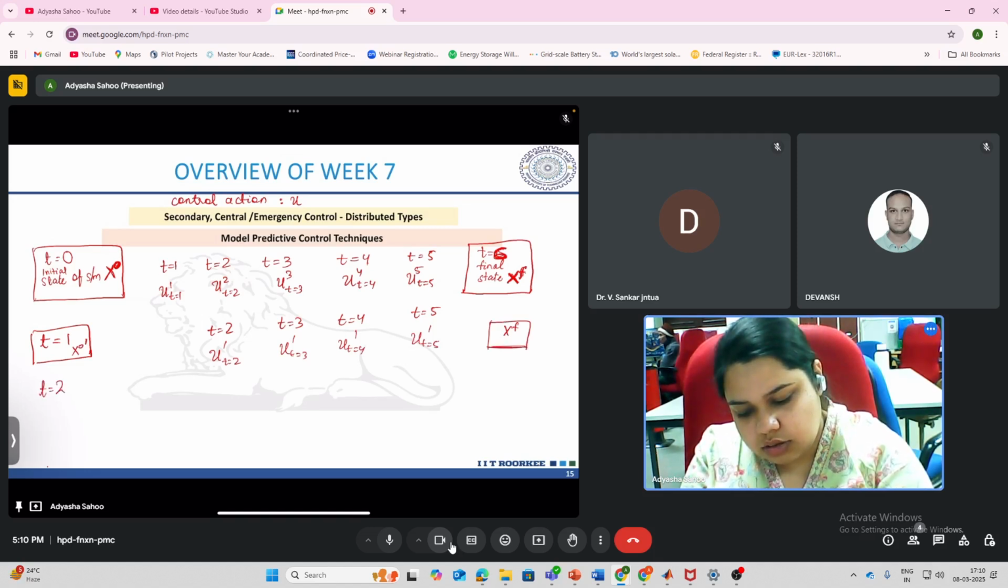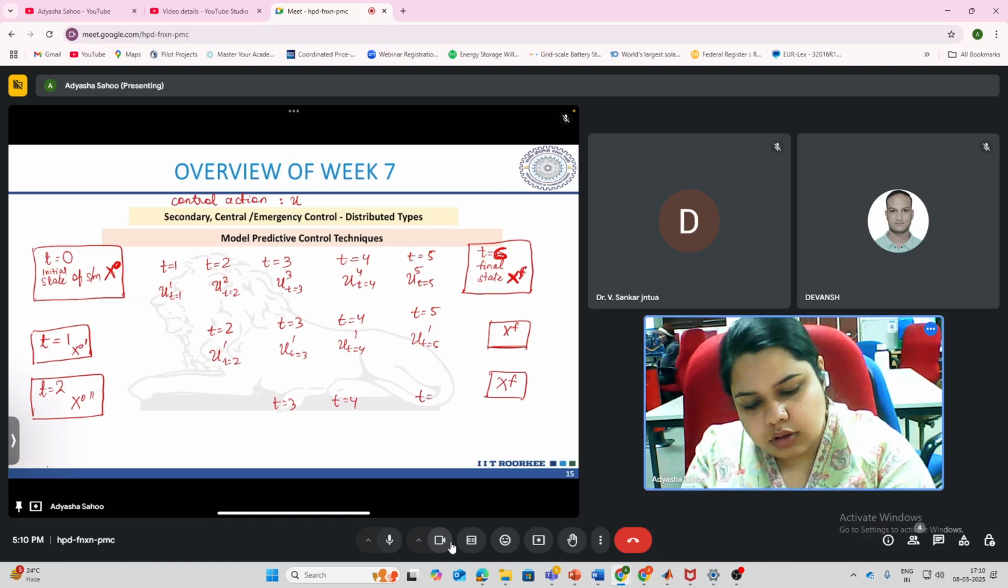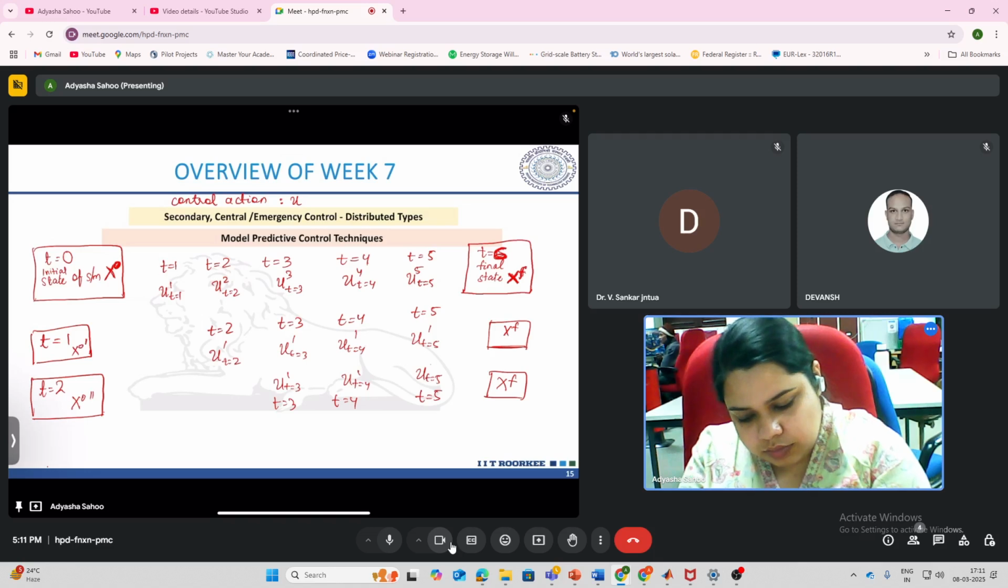Similarly, at t equal to 2, you again re-evaluate what your progress is and what your target is, and basically for the next 3 intervals you again plan and you have new control actions that you have to take. Similarly, this will go till your fifth time interval.